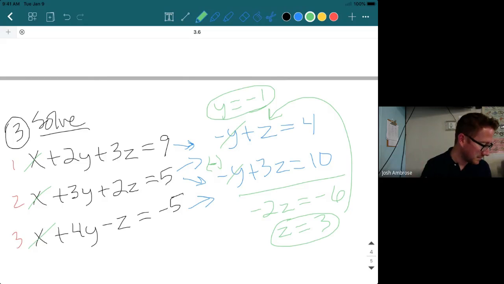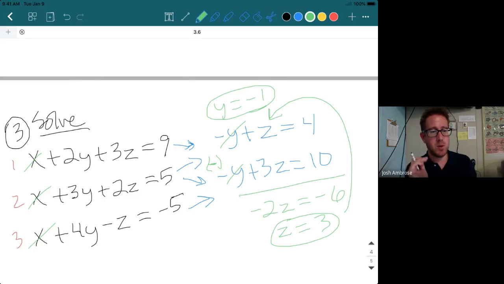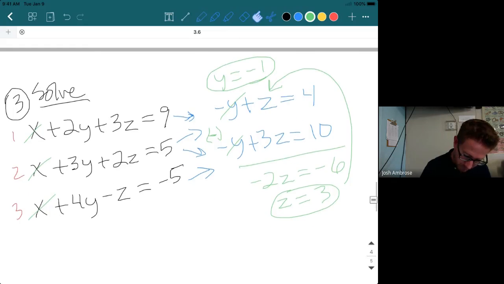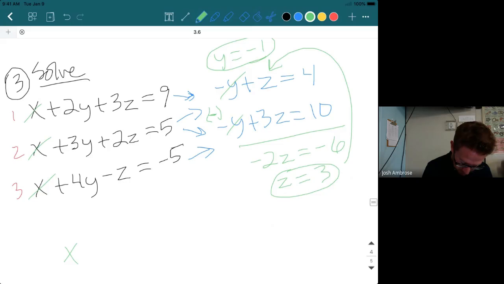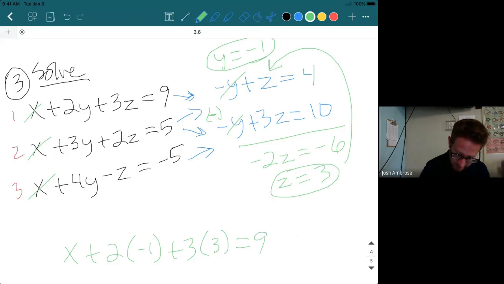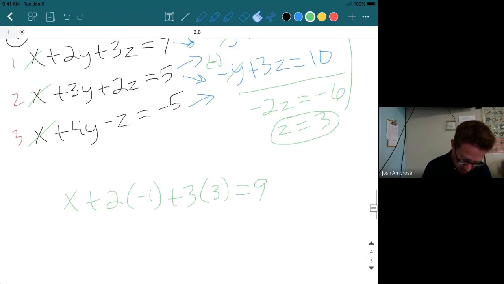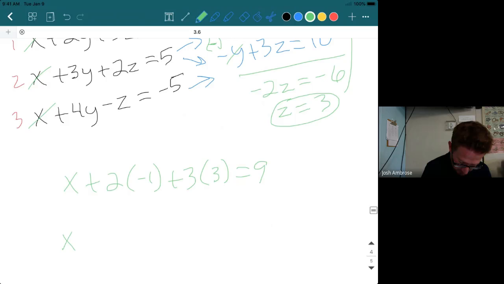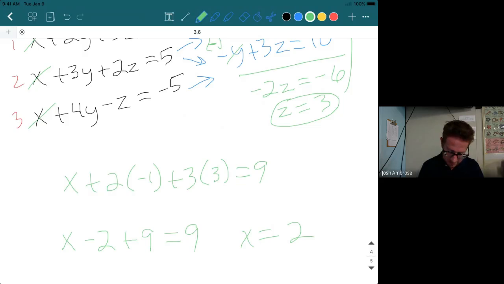Now I have z, I have y, and now I need to plug it into one of my equations. Well, for starters, all of the x's are by themselves. Why don't we just use equation number 1 here, shall we? All right, so let's go. X plus 2 parentheses negative 1 plus 3 parentheses 3 equals 9. All right, x, sorry guys, x minus 2 plus 9 equals 9. X is 2. That is simple enough, just as that.